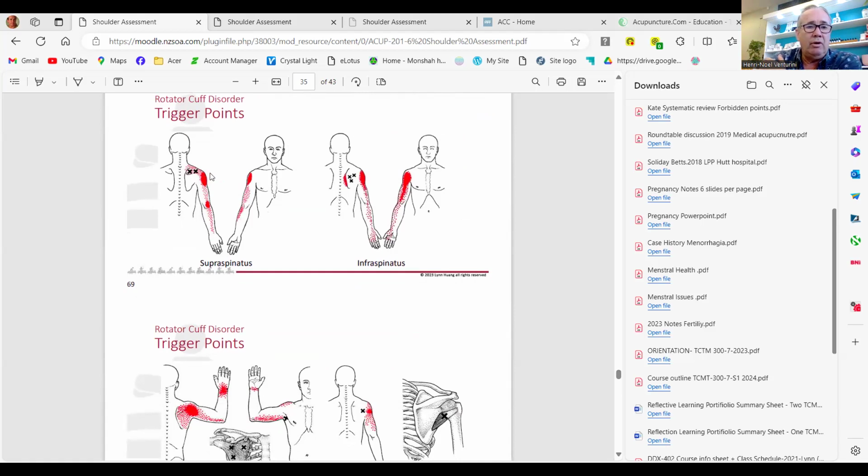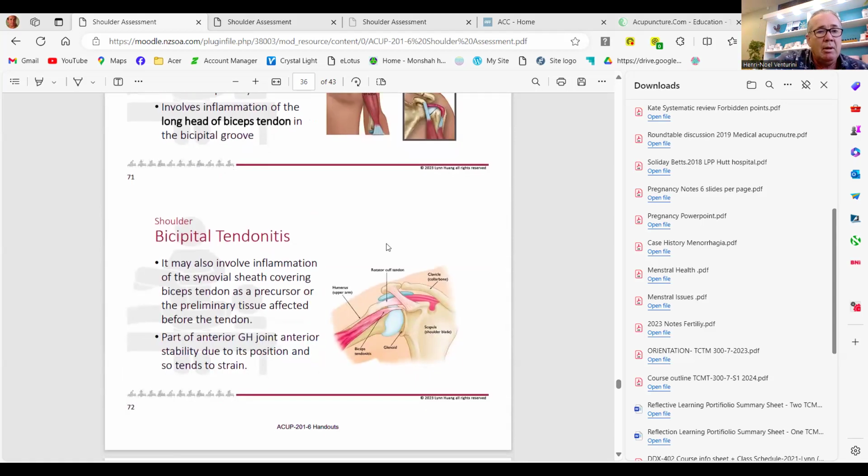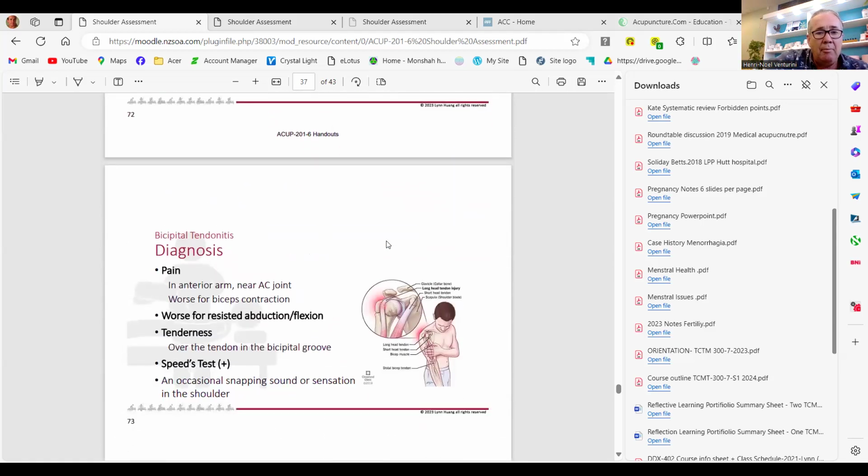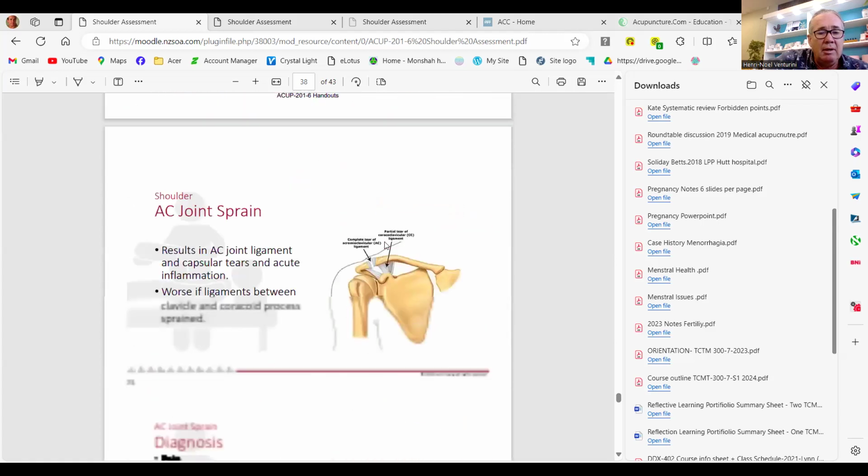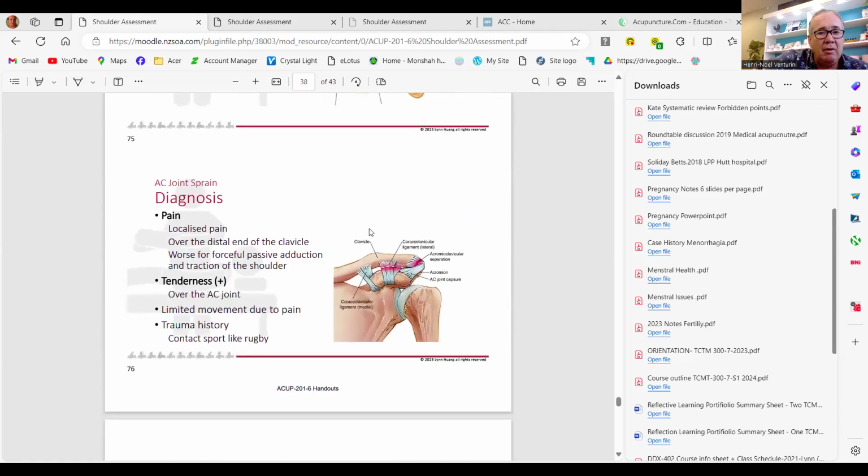So you're going to have 2 or 3 needles in the ashi points, 2 or 3 needles in the distal points to be able to encourage the qi and blood flow and to support the liver. Basically, that's all you'll be doing as an acupuncturist. So we've done that. And now this is the sprain.